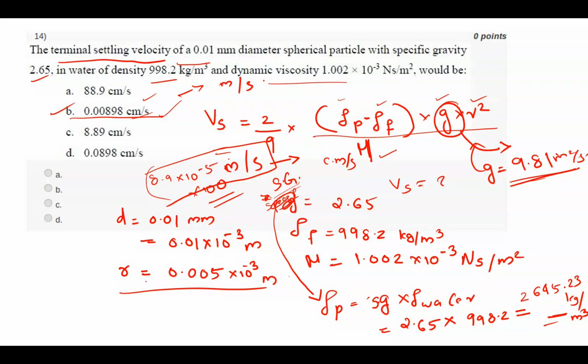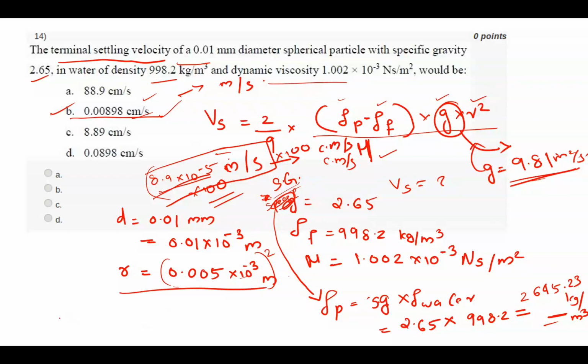Okay. Yes, diameter is this one, and then you square. The same only you are doing, I am also doing the same. You multiply with the whole, then this is the answer you are getting. After this, you just multiply with 100, then you convert into centimeter per second. That's all. Got it? Yes. Got it.